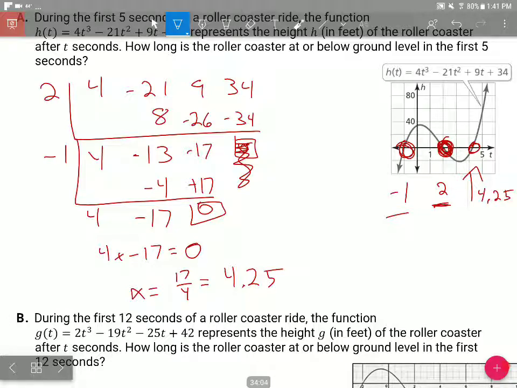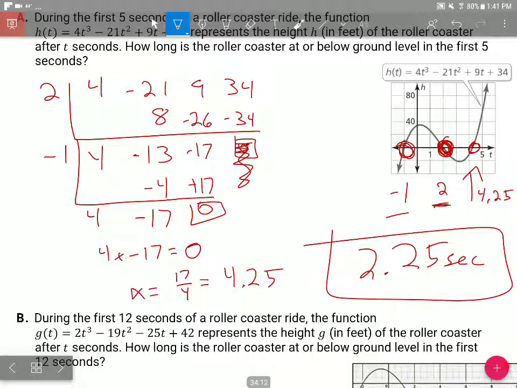How long is the roller coaster underground? 4.25? 2.25 seconds. How long is it underground? Because it's between the 2 and the 4.25. This is when it's under the ground. That's the original question.